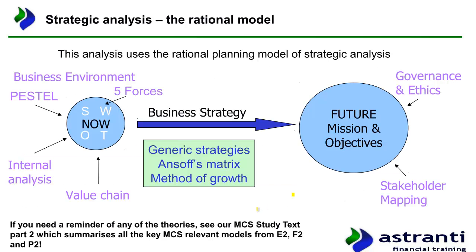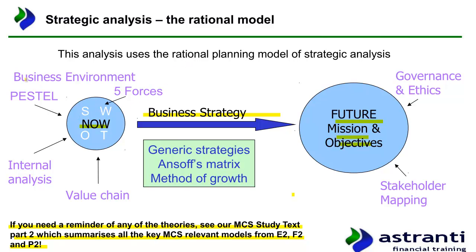Let's get into it. We're going to be using the rational planning model as our basis for the analysis, and if you need a reminder on any of the theories that we're about to look at, you can have a check in our MCS study text part 2 that summarises all the key relevant models for the MCS from E2, F2 and P2. Now it's all about getting from now all the way to the future mission and objectives, and the various ways that we do this.